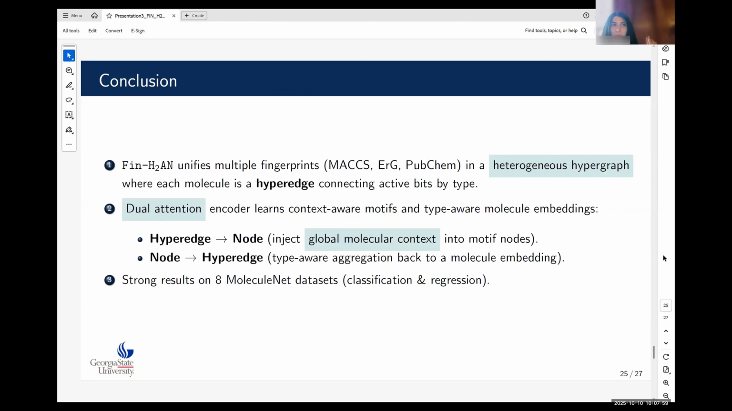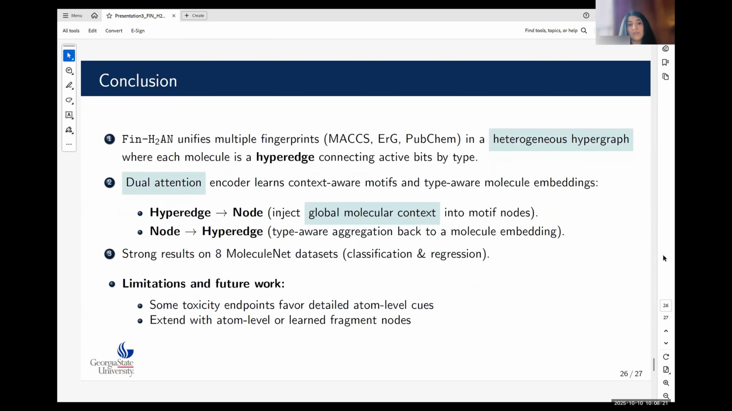So we created a model that unifies the different fingerprint types and molecules into one heterogeneous hypergraph. It keeps the relationship between the molecules, and we pass it to an encoder that will get the most important substructures for the property prediction. It performed well, but of course we had some limitations, especially for the toxicity property dataset like we showed. So we need to incorporate more atomic level information into this model, and that's our future work. Thank you.